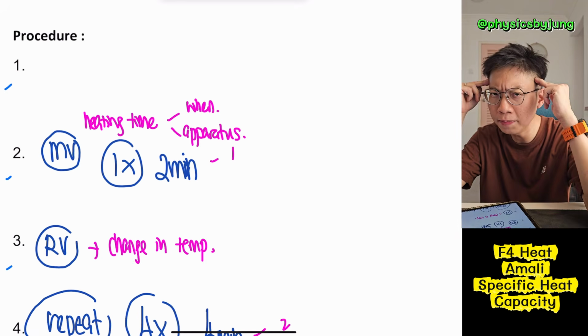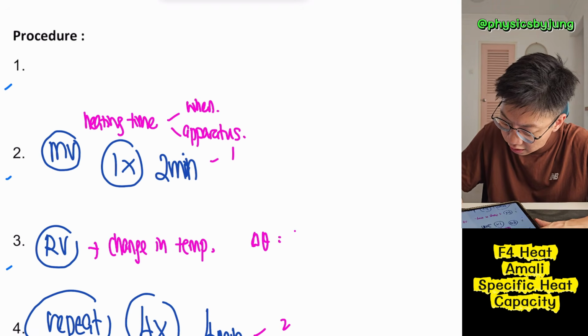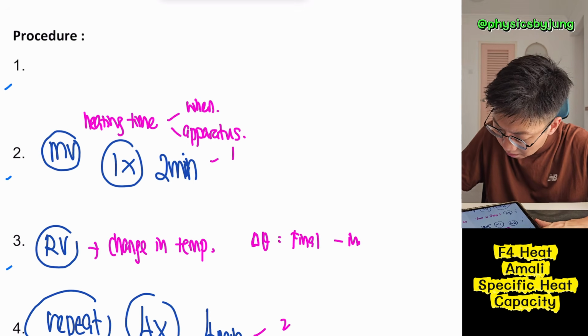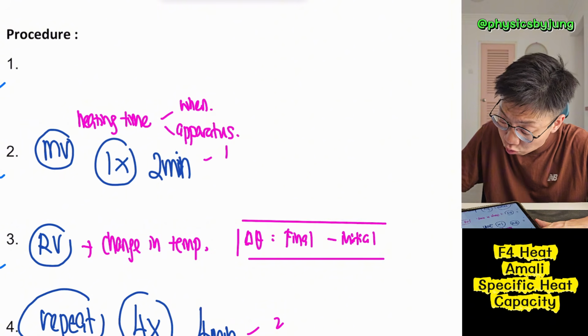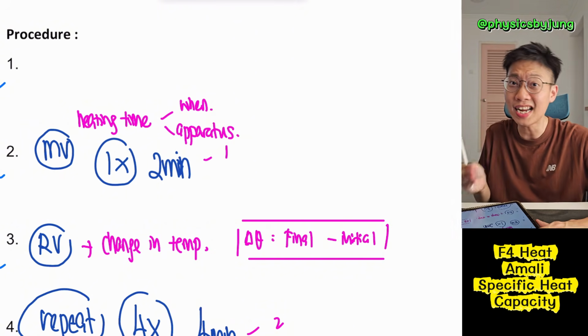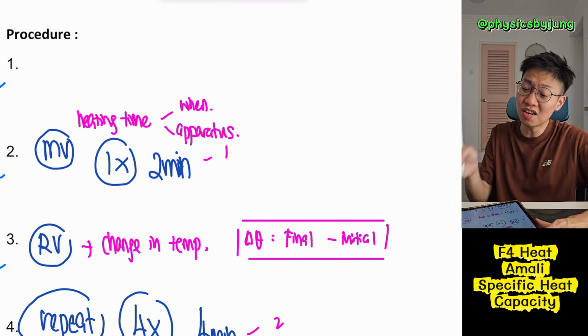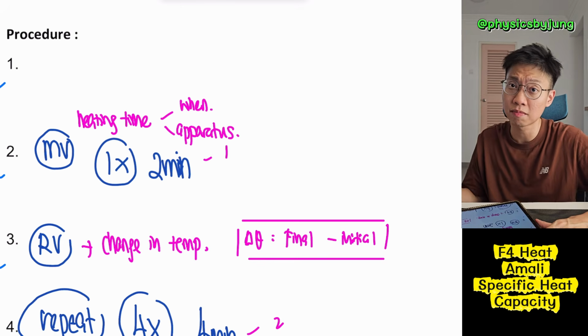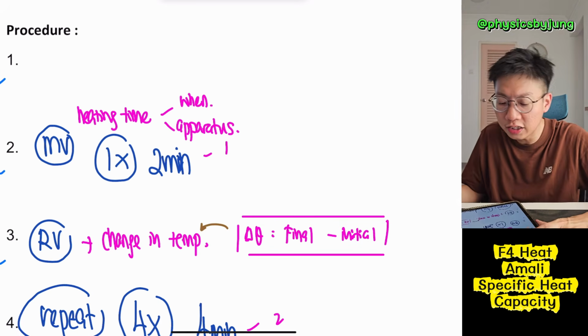So if you have to tell me change in temperature, do you need to tell me that change in temperature is actually my final temperature minus my initial? Do I need to write this equation inside? Do I need to write this formula inside? The answer is yes, we need to write this equation inside. Yes. Okay, because that's how you find the change in temperature.